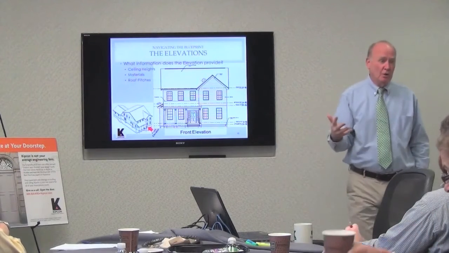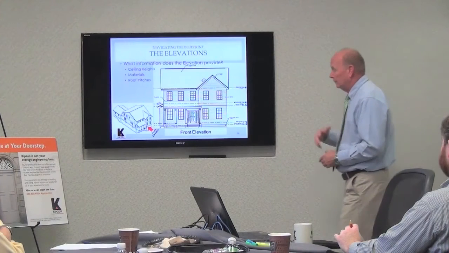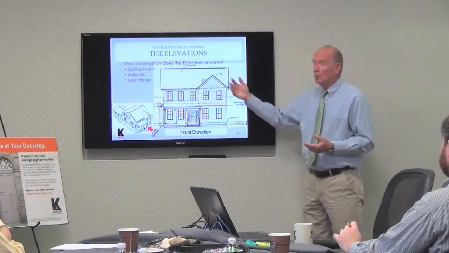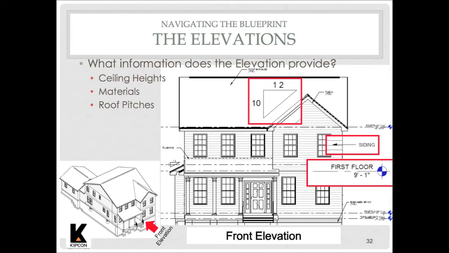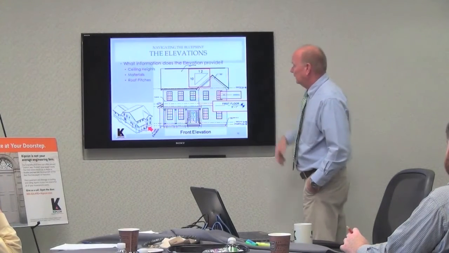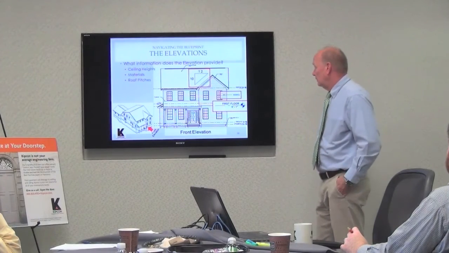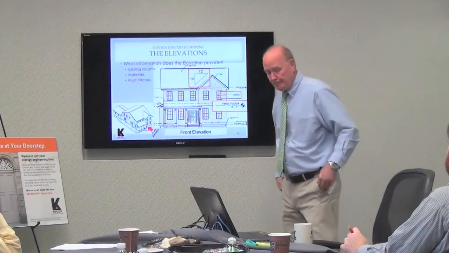The elevations also show us what the exterior materials are, the type of shutters, if there's shutters, trim, the roof, that type of thing. You'll get all that information, anything that has to do with the exterior of the building, on the elevation pages. And especially the ceiling heights. So here, 9'1" first floor, telling us the type of siding. It's giving us the pitch of the roof, how steep it is, all on the elevation pages.